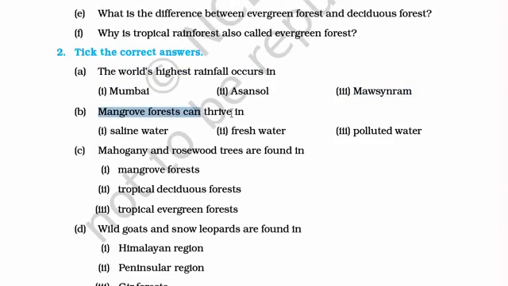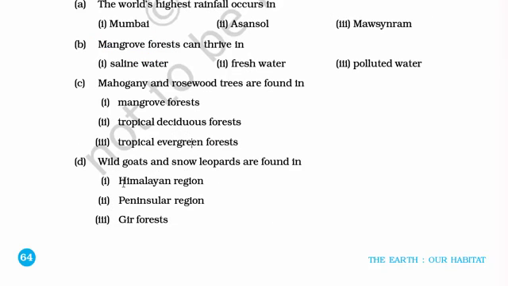Mangrove forests can thrive in saline water. Mahogany and rosewood trees are found in tropical evergreen forest. So rosewood is a very famous wood used for furniture and cupboard, and it's very expensive. So these woods, they have a lot of moisture. So moisture will only be there where there is heavy rainfall, and rainfall comes in evergreen, not deciduous. So tropical evergreen forest. Wild goats and snow leopards are found in Himalayan region.